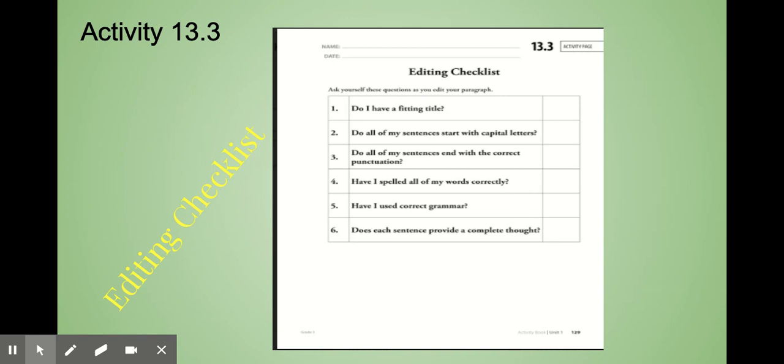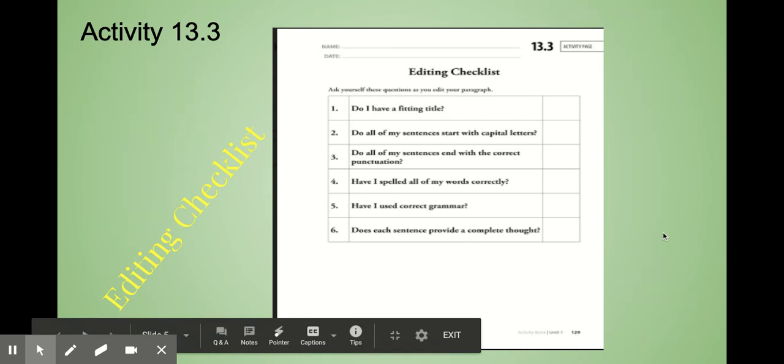We are using computers, and so it is easy to find out if you have misspelled a word. Just open a new Google page on your computer and type in the word, and a lot of times it will let you know if it's spelled correctly or incorrectly. 5, have I used the correct grammar? Make sure your sentences say what you mean to say. And number 6, does each sentence provide a complete thought? So we know that a complete sentence has to have a subject and a verb. So do I have a complete sentence?